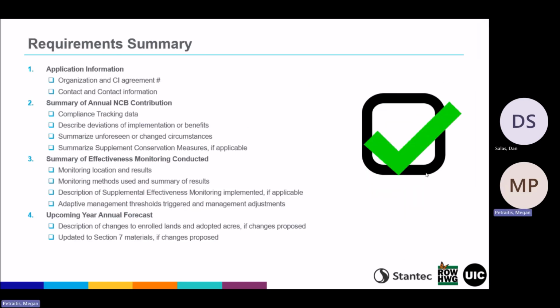Thanks, Dan. So in summary, this is what we consider the annual reporting checklist. You can use this as a guide to make sure that you're hitting all the requirements and you've gathered all that's necessary to submit a complete annual reporting package. This checklist can also be found on the Monarch CCAA toolkit as well.